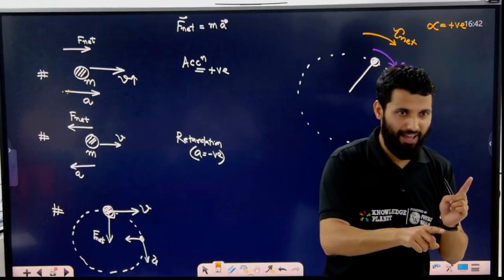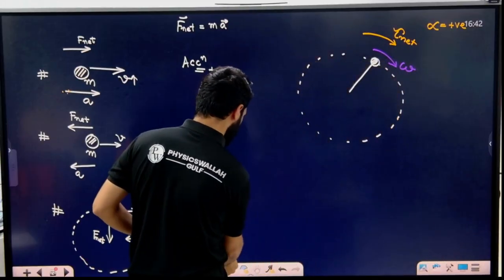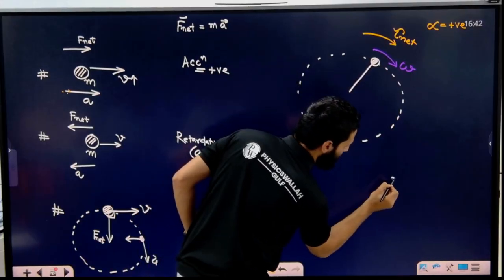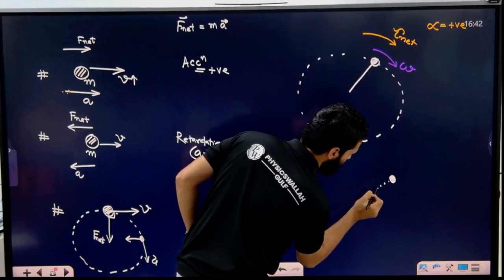When I stop the same fan, now the torque... Now this is another case. Look at this.